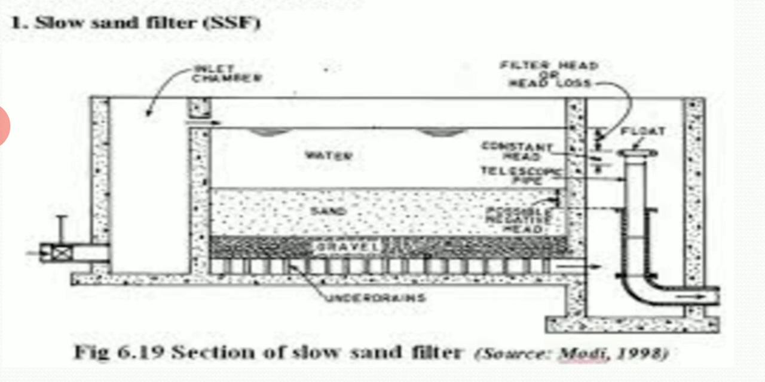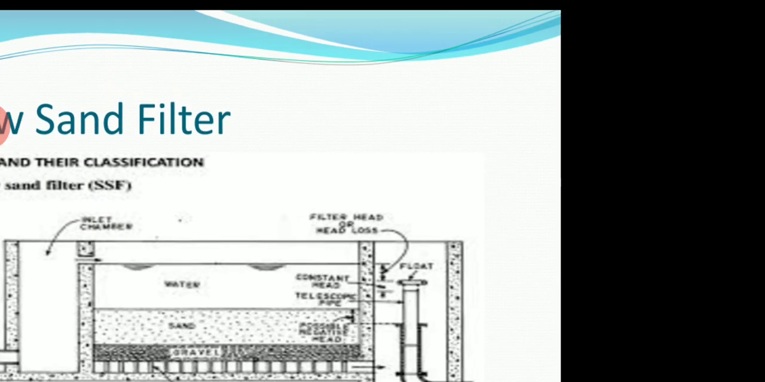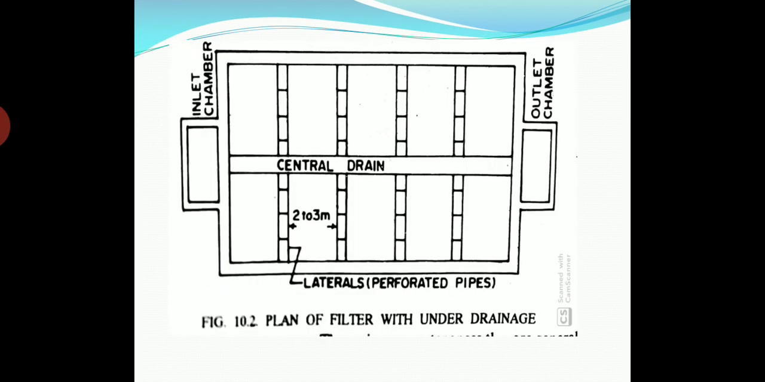Then the next part is the under drainage system of this particular slow sand filter. Okay, so now under drainage system you can see the sketch. When you see it from top, at the bottom of this gravel you have a central drain. Through that central drain we have lateral drains connected. When water percolates from the top, it first enters into the lateral drains.